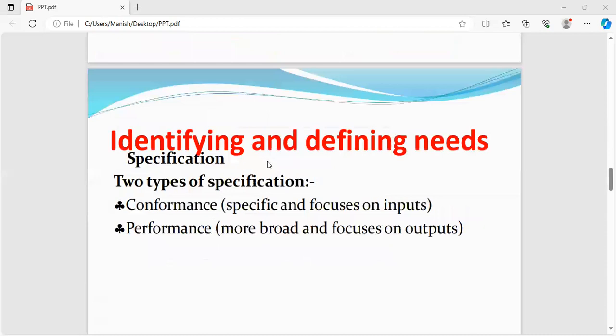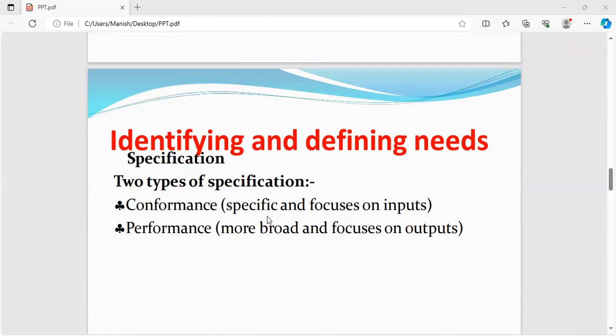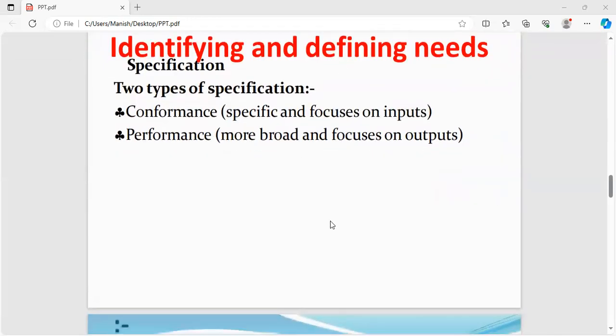When we talk about specifications, they can be of two types: a conformance specification and a performance specification. A conformance specification is always specific and focused on the inputs, which the supplier should clearly understand. When we say performance, it is more broad and focused on the output, which should also be clearly known to the buyer as well.